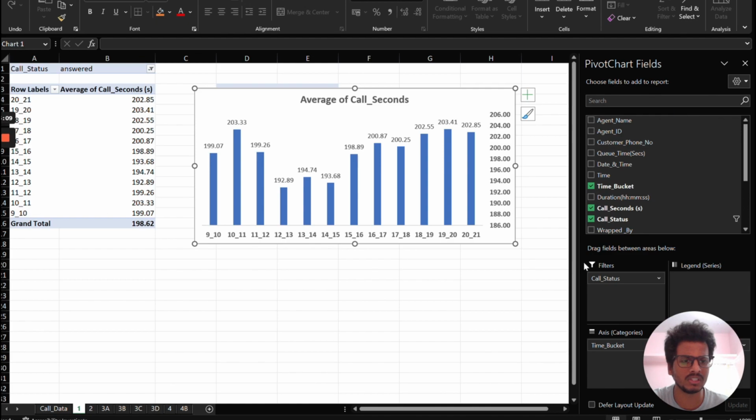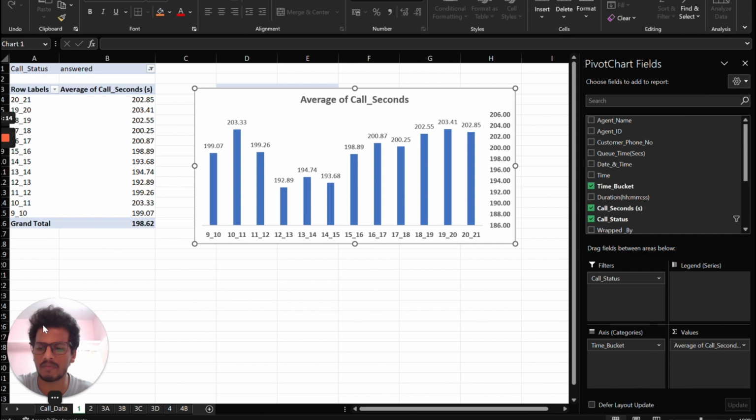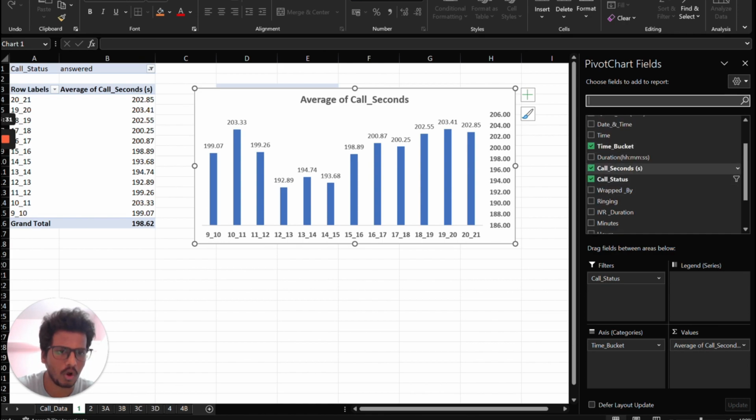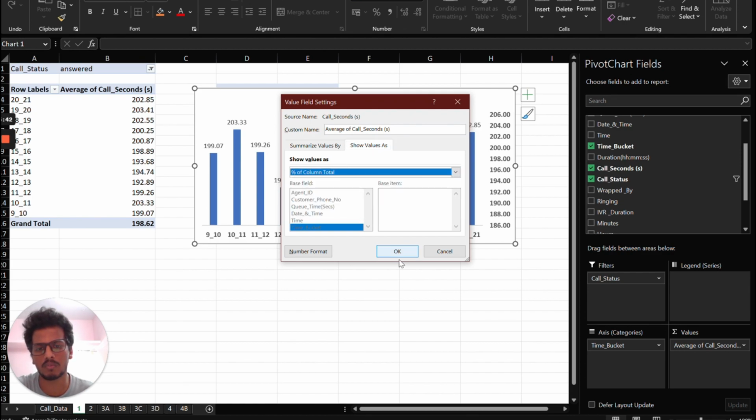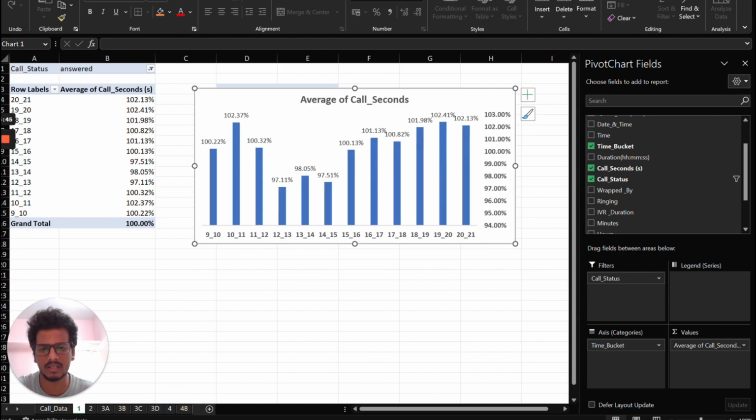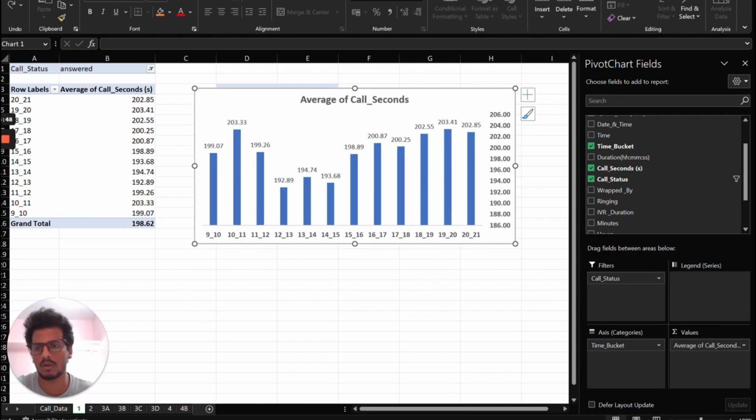See, now these are my pivot tables, and this is my pivot table settings. In it I've taken time buckets, and in the values I have taken the average of call seconds. You don't have to do anything else. You can drag call seconds over here, and then I've taken the average. If you want to show it as a percentage value, percentage of the column total can also be taken, but I don't want that.